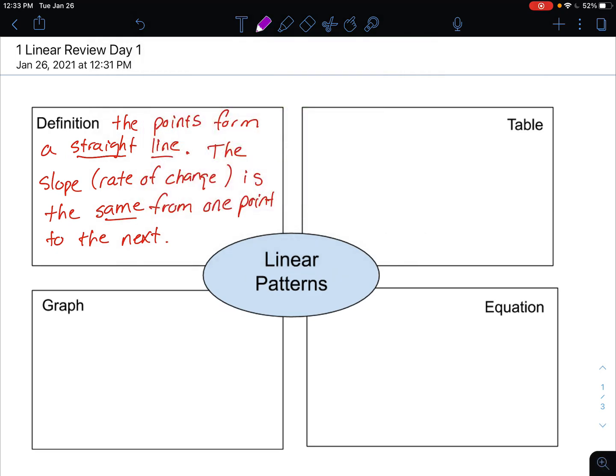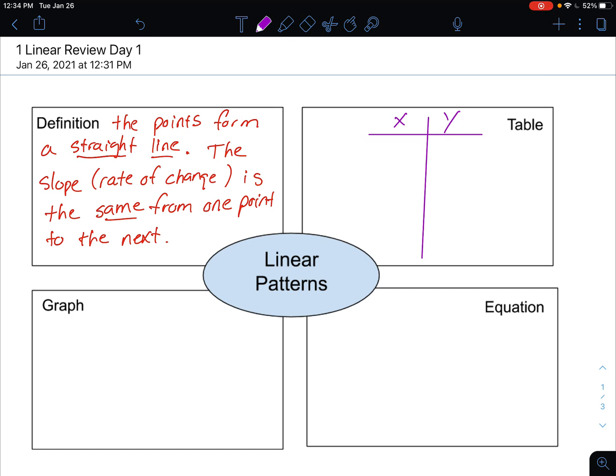So how does that look in a couple different ways? We can represent a linear pattern with a few different representations. A table, a graph, and an equation might all be used to represent a linear pattern. So let's start off with a table here. Let's make a table and put X and Y on the two sides of the table.